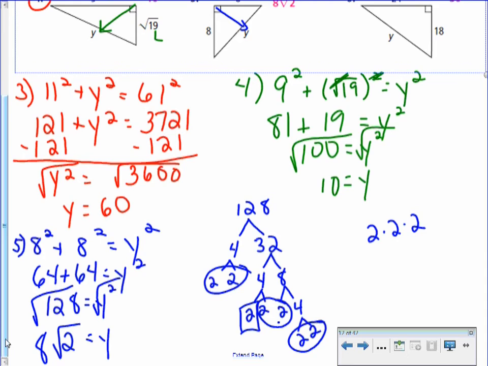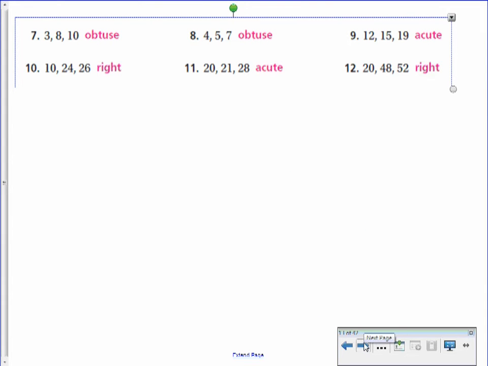Alright, second section. We had to identify whether it was right, acute, or obtuse.